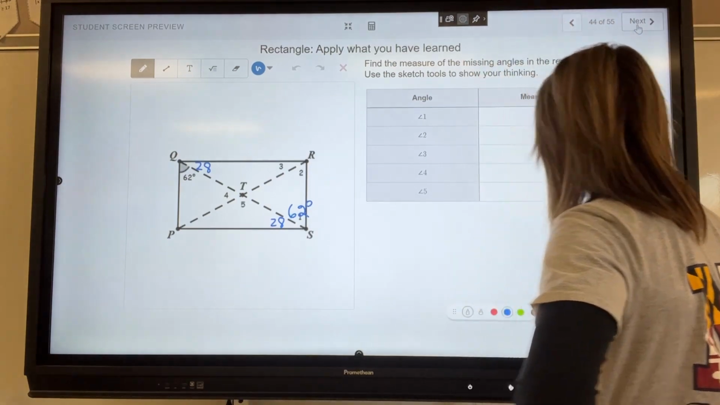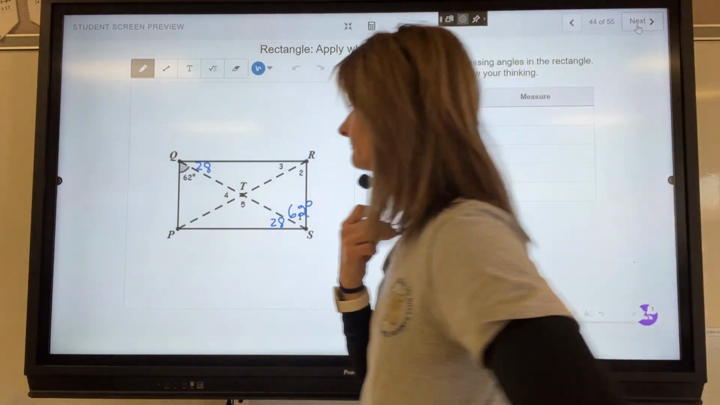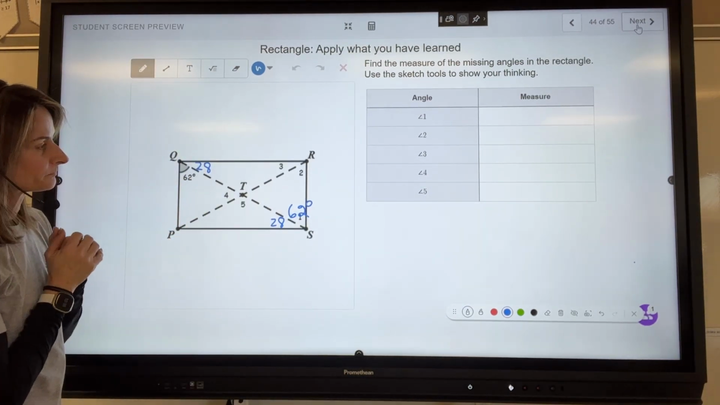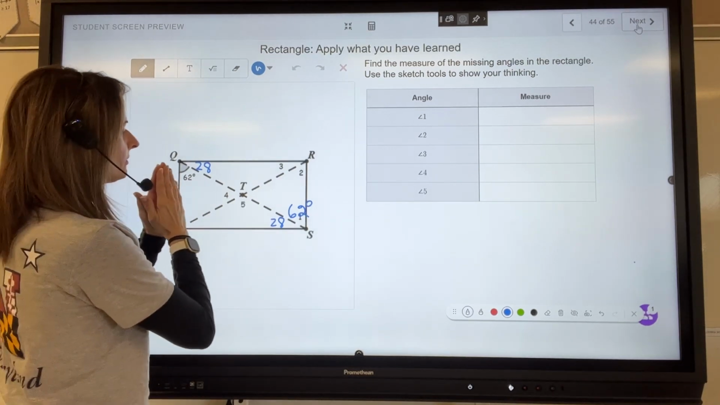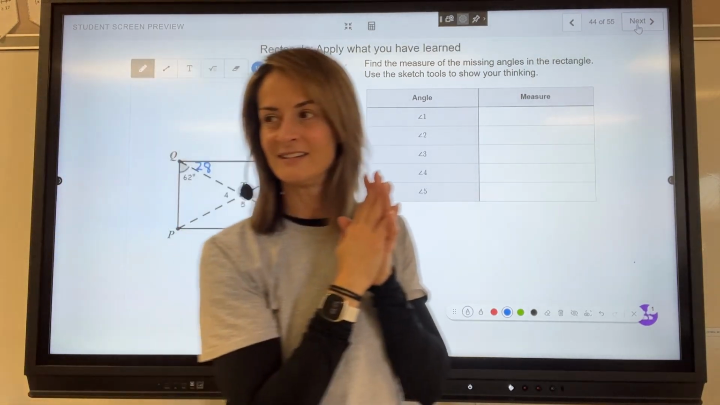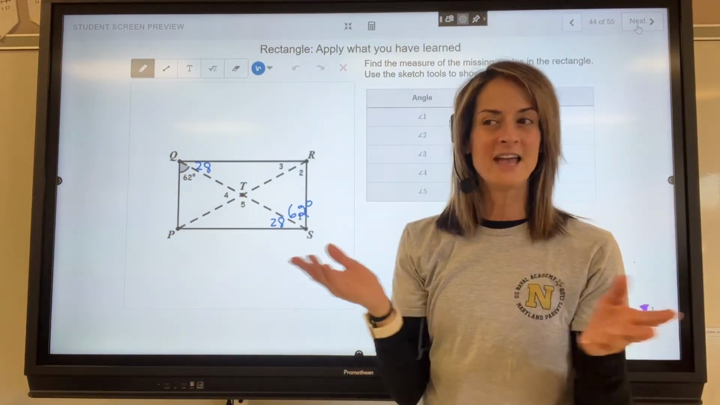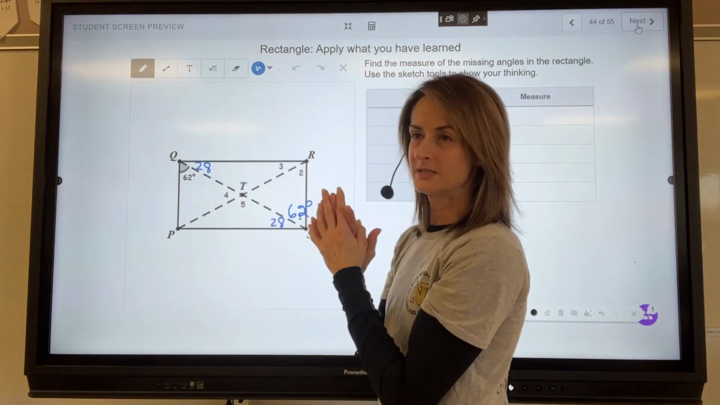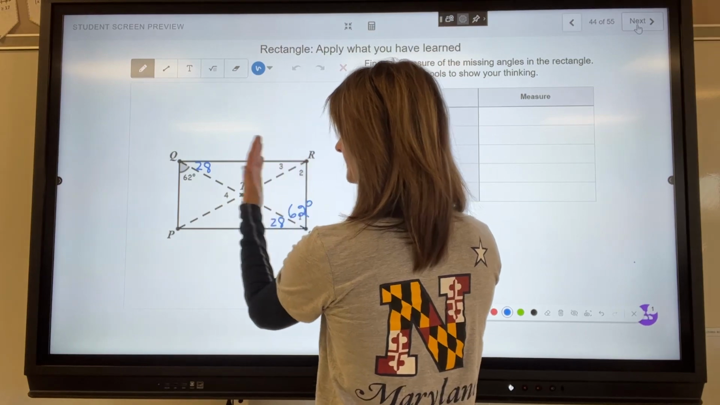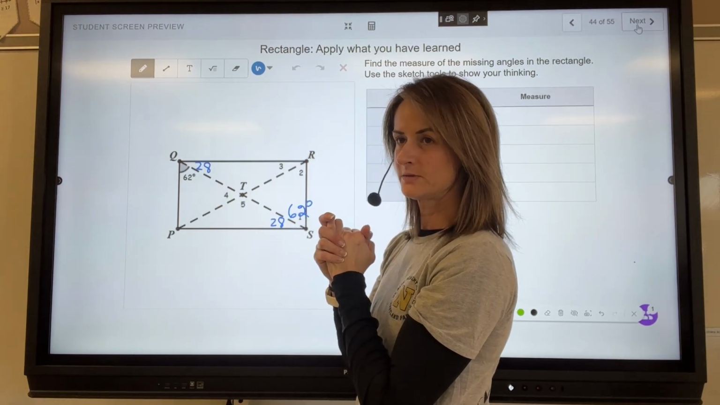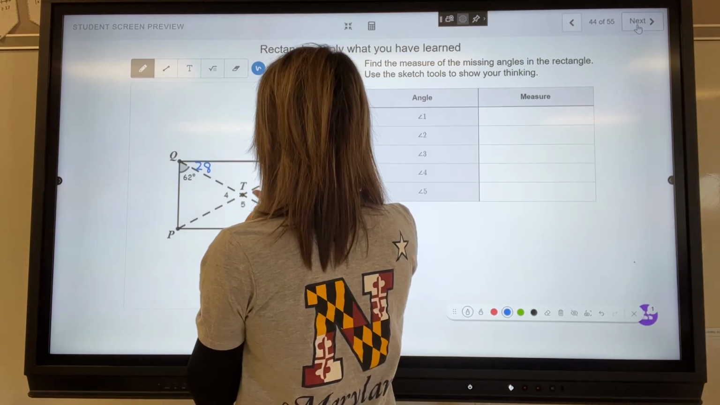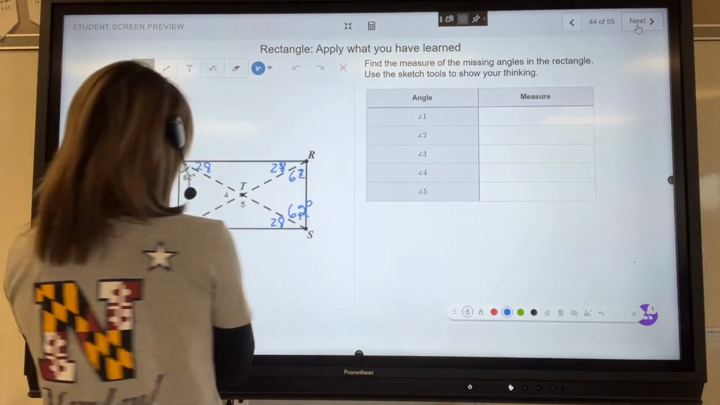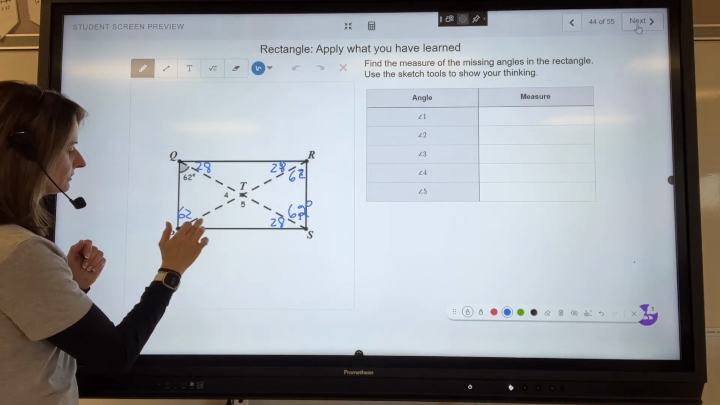What else do we know? Rectangles are congruent. Sorry? The diagonals are congruent. Yes, exactly. We just learned it. Now, if this was on a piece of paper, we could fold it over and have it be identical on the other side, right? So it's symmetric. The measure of this angle is 28, so this one has to be 28, and this has to be 62. 62, 28.